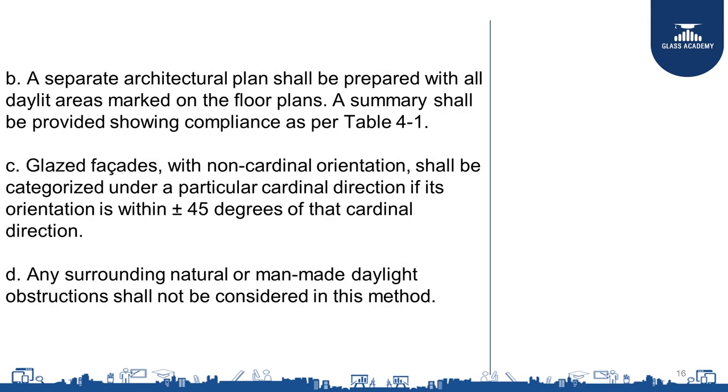A separate architectural plan shall be prepared with all daylight areas marked on the floor plan. A summary shall be provided showing compliance as per table 4.1. Glazed facades with non-cardinal orientations shall be categorized under a particular cardinal direction if its orientation is within plus minus 45 degrees of that cardinal direction. Any surrounding natural or man-made daylight obstructions shall not be considered in this method.